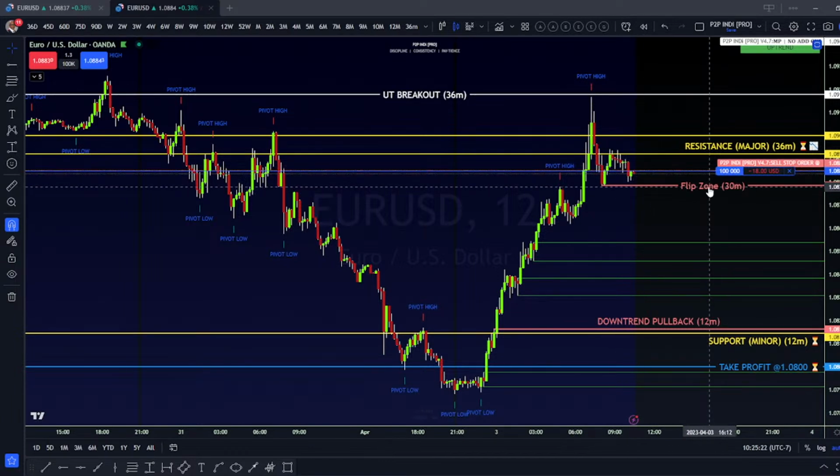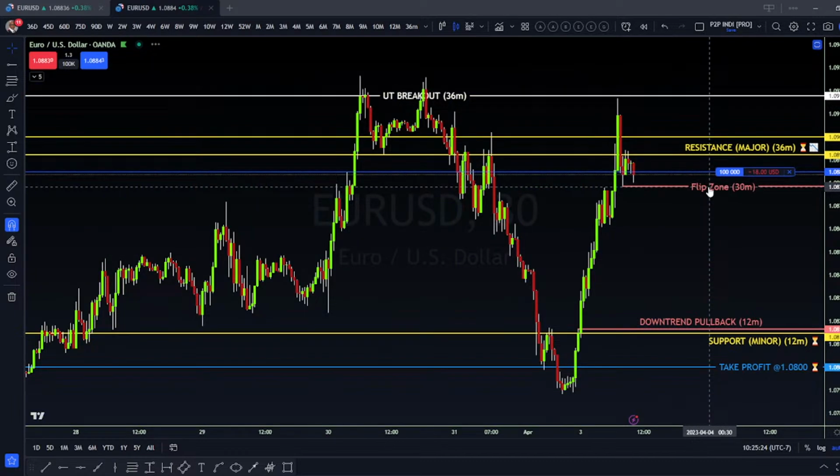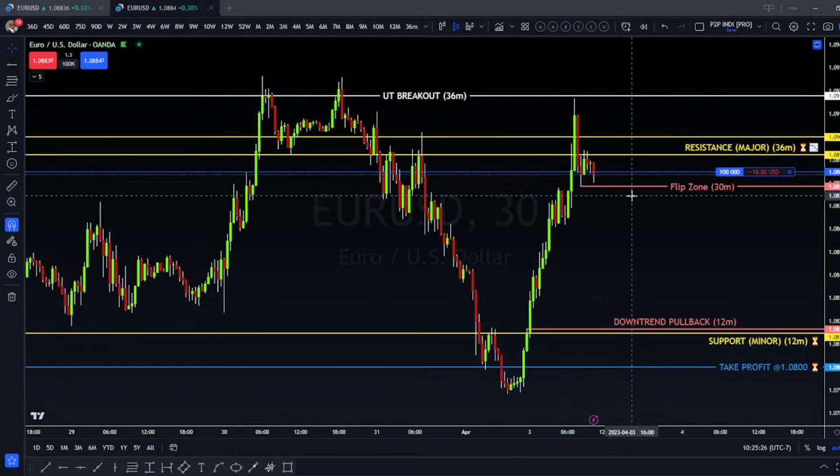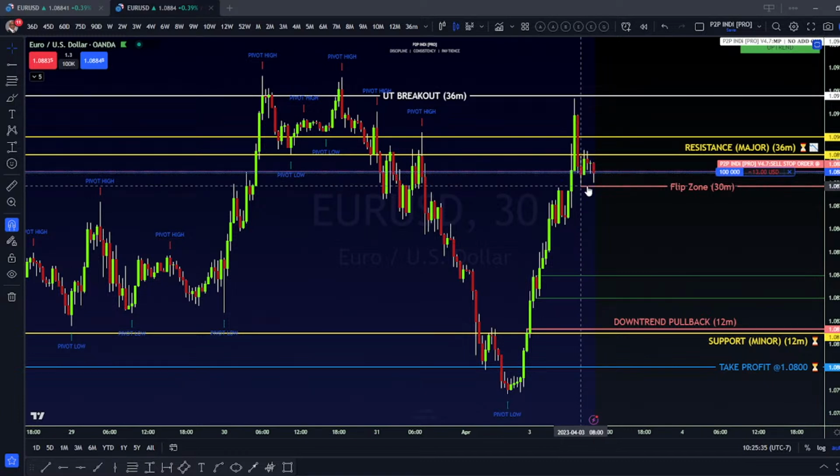I do think there's going to be a flip zone if I'm going to 30-minute. A flip zone is just a zone that's created, kind of like the zone that we saw here around the 12-minute area. But there will be something that'll be created somewhere around this price, 108.78.